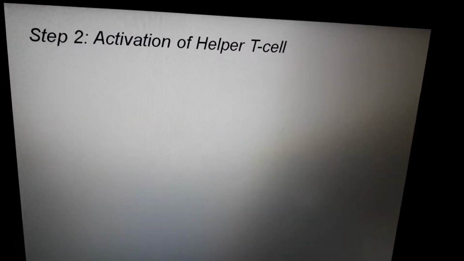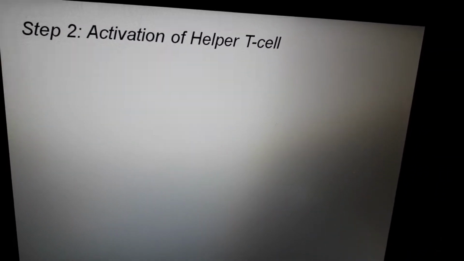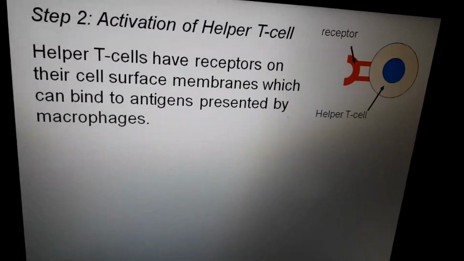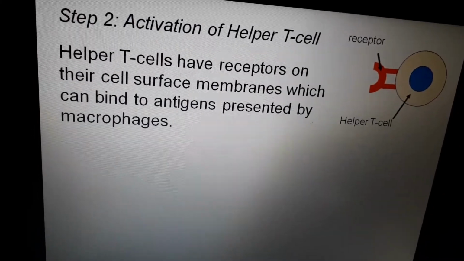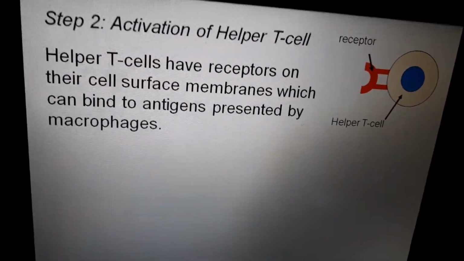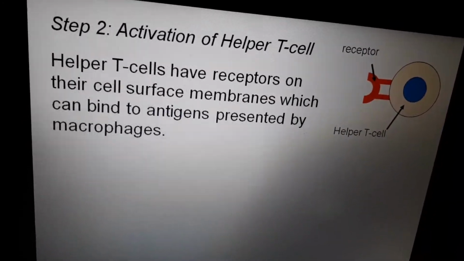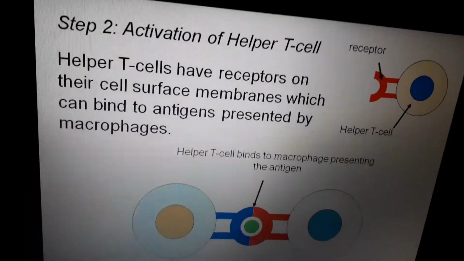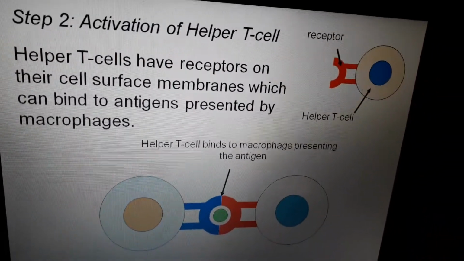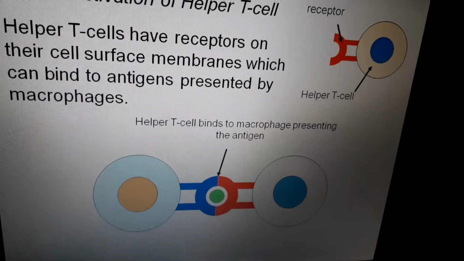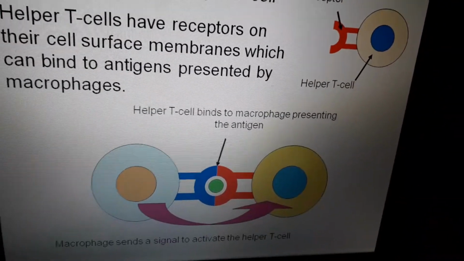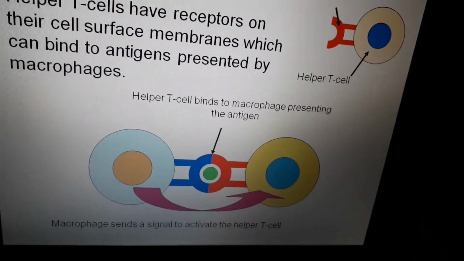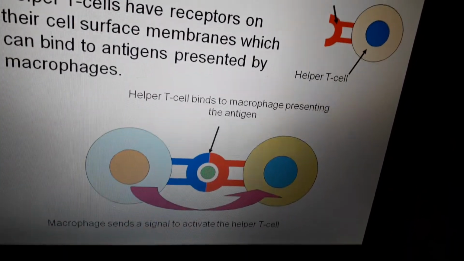Then comes the next step, that is the activation of the helper T cell. The antigen processed by the macrophage will activate a helper T cell. These helper T cells have receptors on their cell surface which can bind to the antigen presented by a macrophage. So when the T cell binds to the macrophage, the macrophage sends a signal to this helper T cell and activates it.